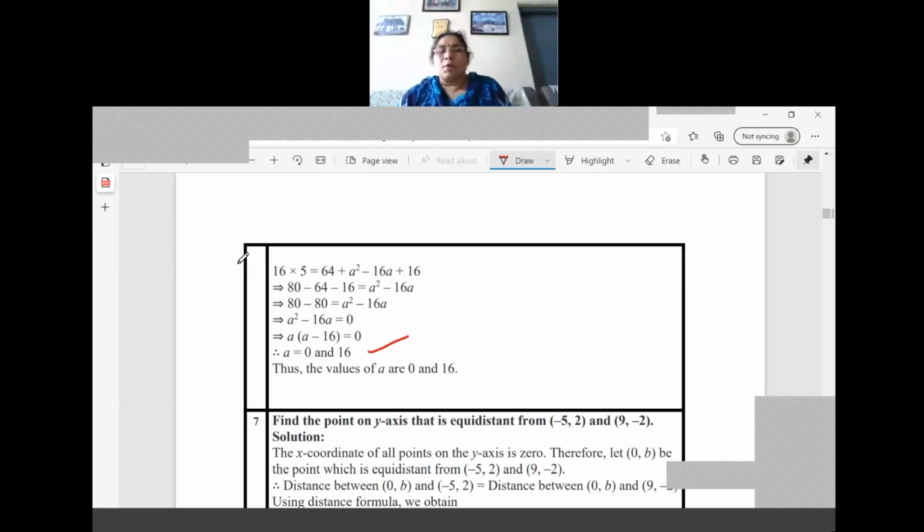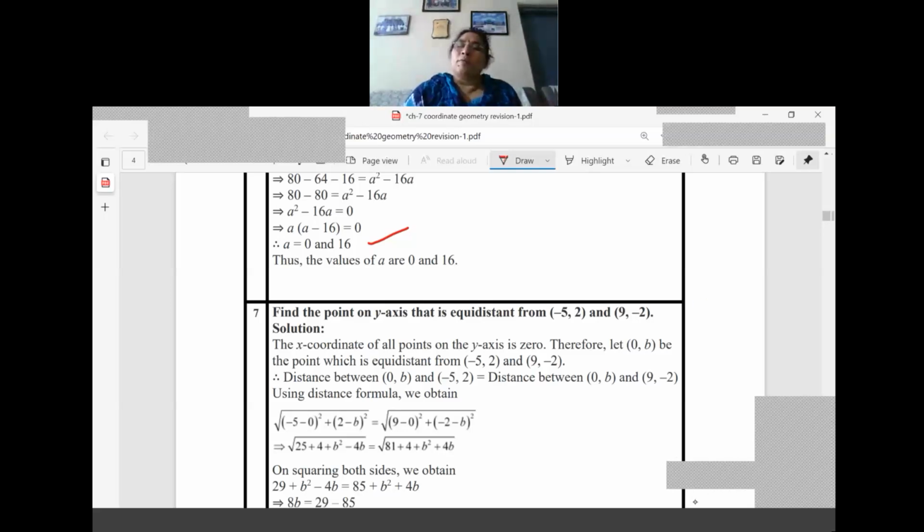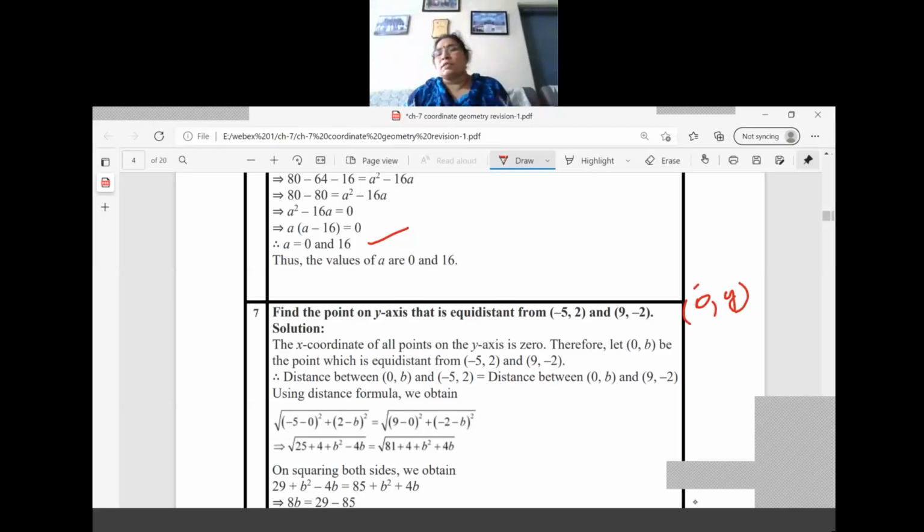Find the point on y-axis that is equidistant from (minus 5, 2) and (9, minus 2). Any point on the y axis, we should write as (0, b). So usually we will write as (0, y) only, y will be present. Any point on the x axis, we write as (x, 0), x will be present. That you should remember always.